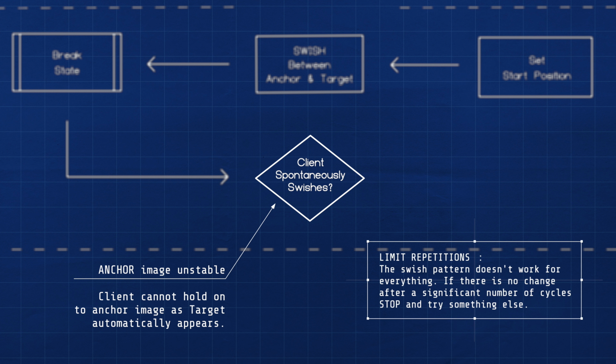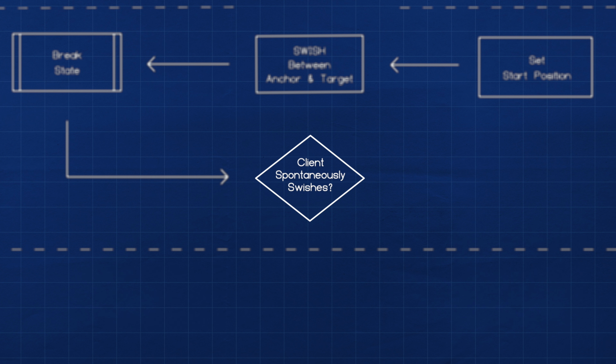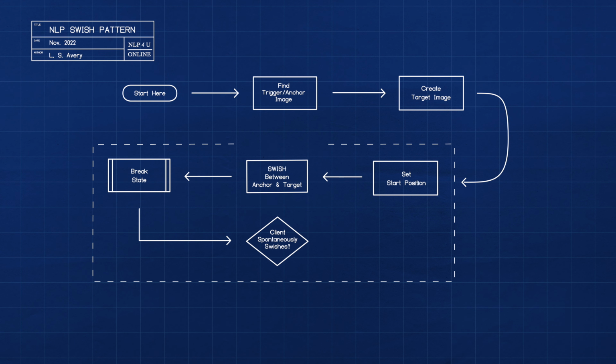Depending on the client and the issue, this can take as few as 4 or 5 times and as many as 50. If you hit the 50 or so iterations without some movement in the client, then you probably aren't going to get the results the client wants with the swish pattern. Once the client gets to the stage of automatically moving from anchor to target, the swish is complete. You can repeat the process a few more times to embed it fully, but that's really down to you and the client. Once the client can no longer hold on to the anchor image, the swish process is self-enhancing.